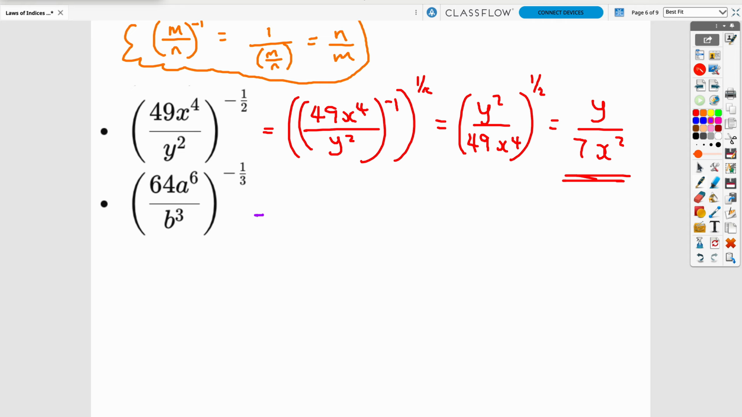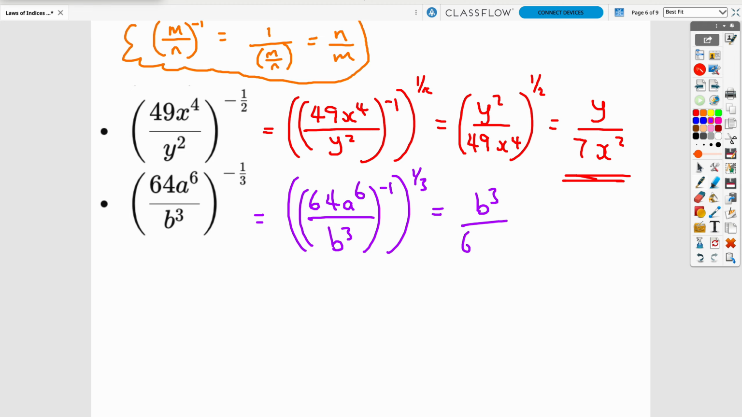Now, you might want to pause at this point and have a go yourself on this next one. I'm going to do it as well. Same idea. So we're going to use the fact that we've got a negative in there just to flip the fraction first. So we've got 64a to the power of 6 over b cubed. That's going to be raised to the power of minus 1. Then it's going to be raised to the power of a third. Let's just flip the fraction, get rid of this negative 1 part. So we get b cubed over 64a to the power of 6. And then all of that gets raised to the power of a third.